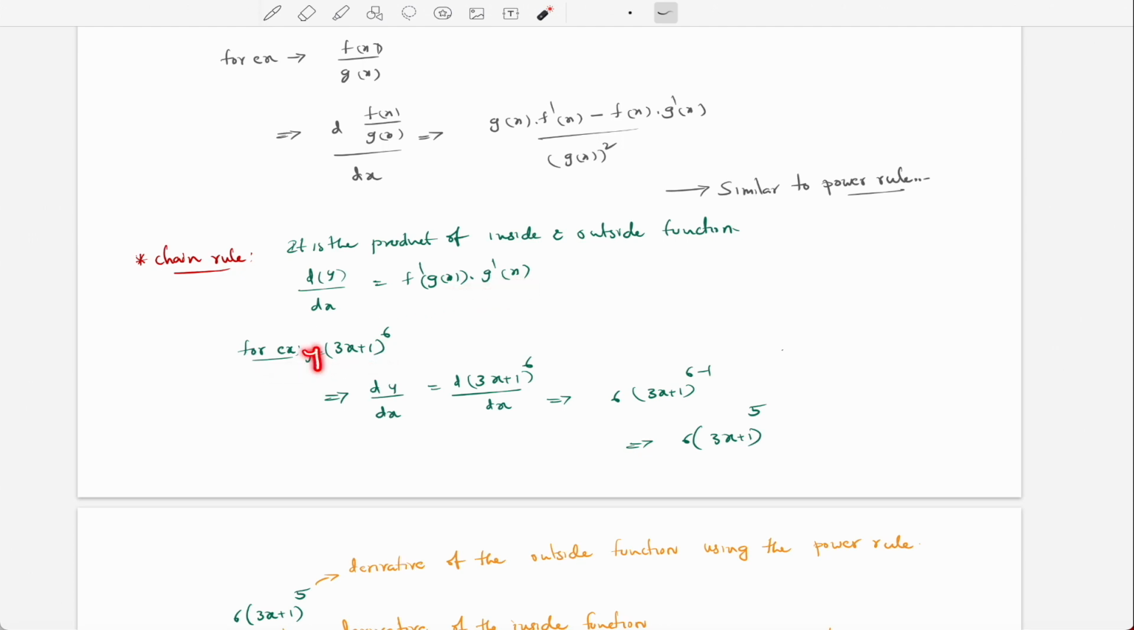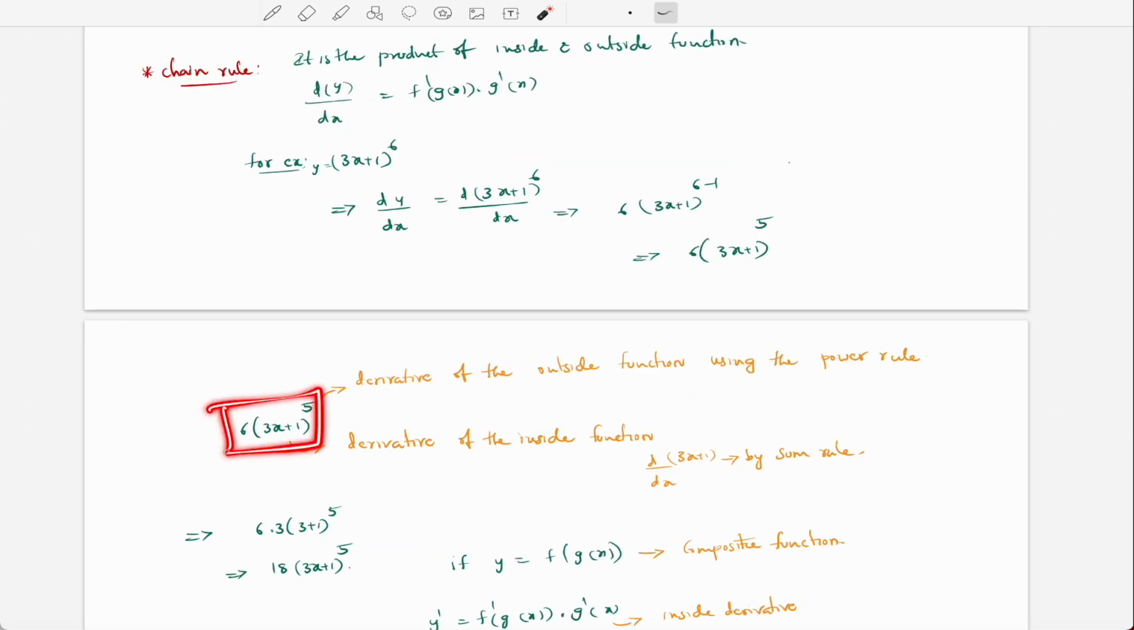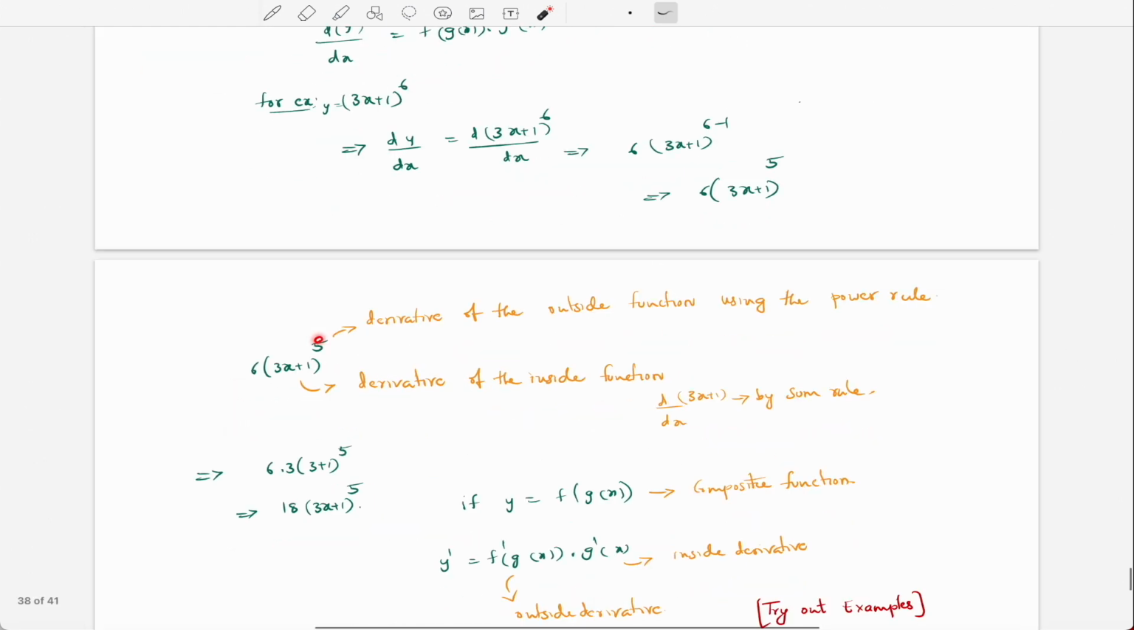Okay, so if you have y is equal to (3x plus 1) all to the power of 6, I just want to find the derivative of that function. So with the help of the power rule, the value becomes this. So we have a formula here. If you carefully look at the formula here, this 5 is the derivative of the outside function by using the power rule, and this 6 is the derivative of the inside function by using the sum rule.